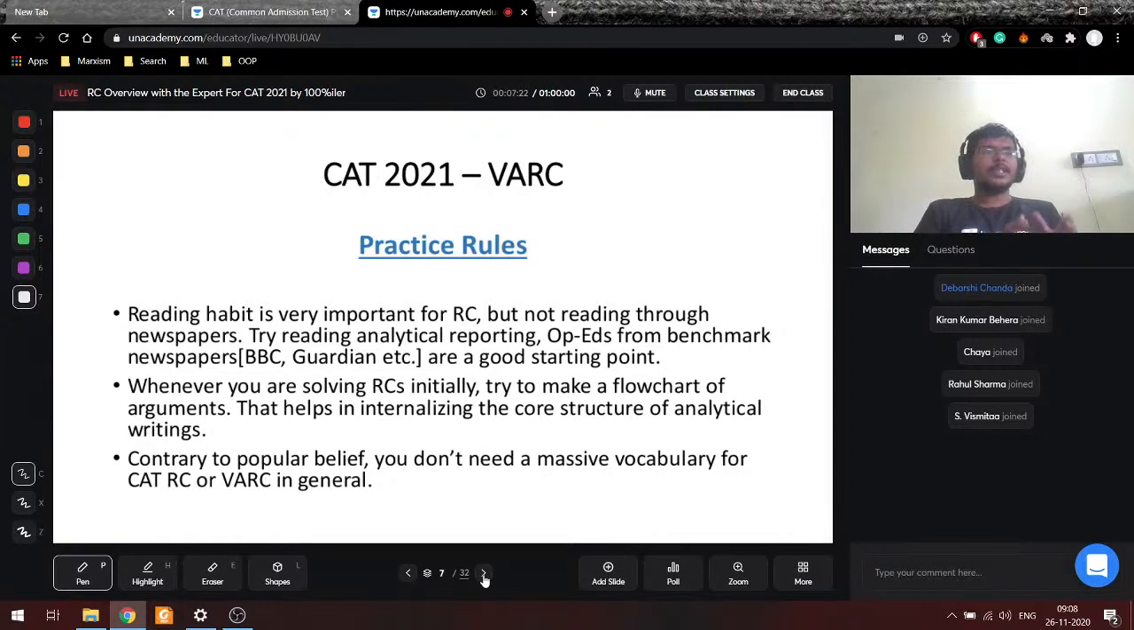What they do is that they pick up a general phenomenon or general understanding or a situation that is present, and analyze that situation, its cause, effect, history, etc., and present an argument or an opinion based on that. That is the general structure of passages presented in CAT. So it's very important to read analytical reporting for that purpose.